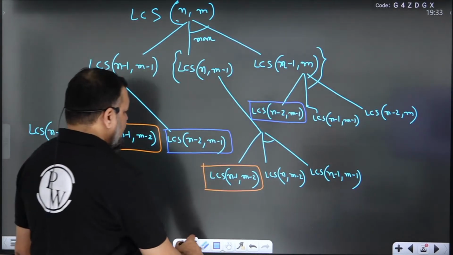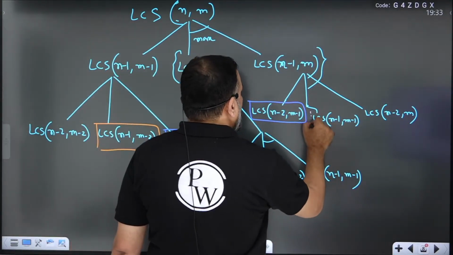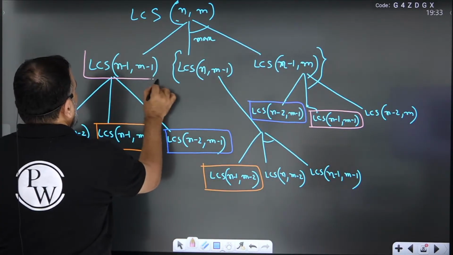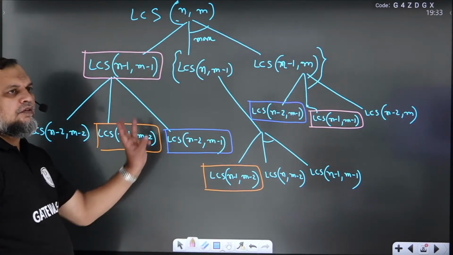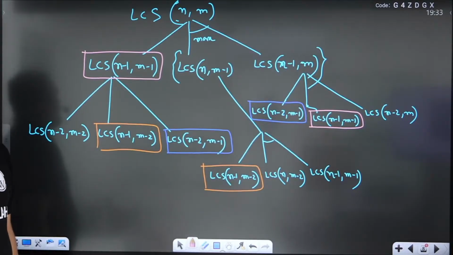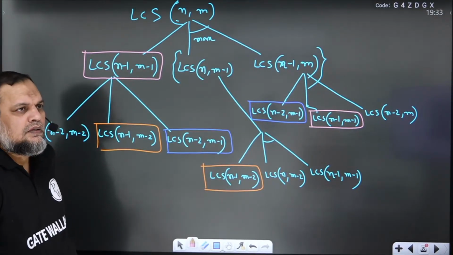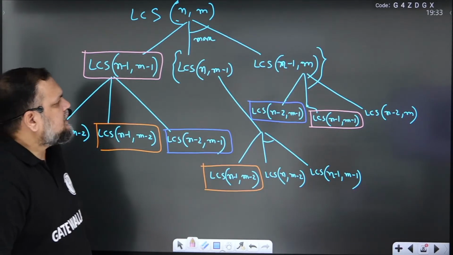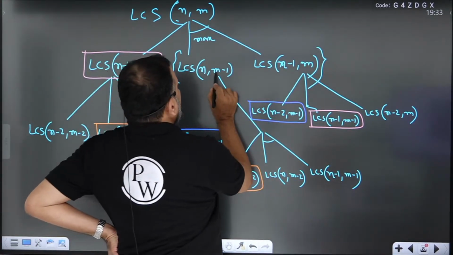और एक भी set of overlapping subproblem बता दूं मैं आपको. LCS of n minus 1 m minus 1, LCS of n minus 1 m minus 1. Look at this. 3 different colors से मैं आपको बता दे रहा हूं. This is directly the expansion of it.